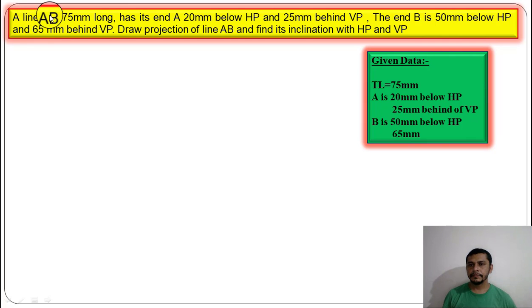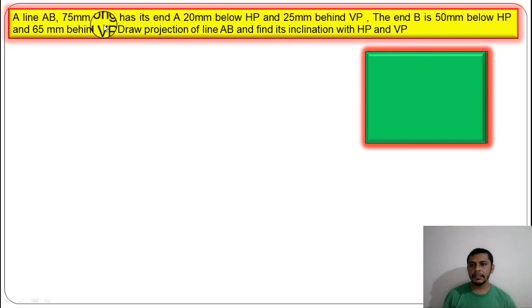A line AB 75 mm long has its end A 20 mm below HP and 25 mm behind VP. Then B is 50 mm below HP and 65 mm behind VP. Draw projection of line AB and find its inclination with HP and VP.